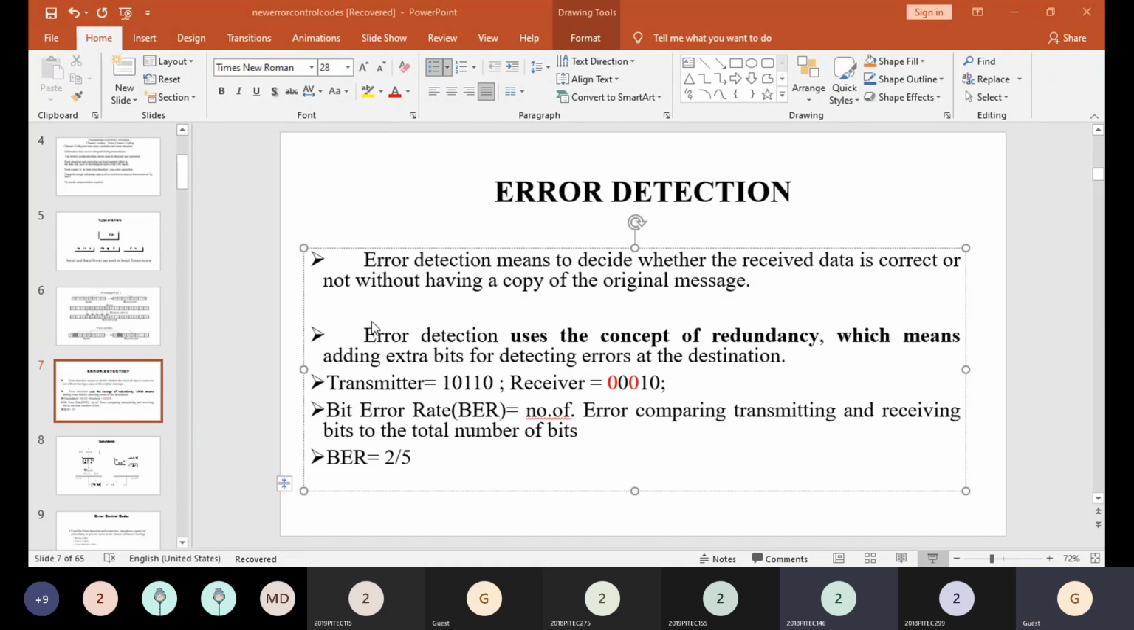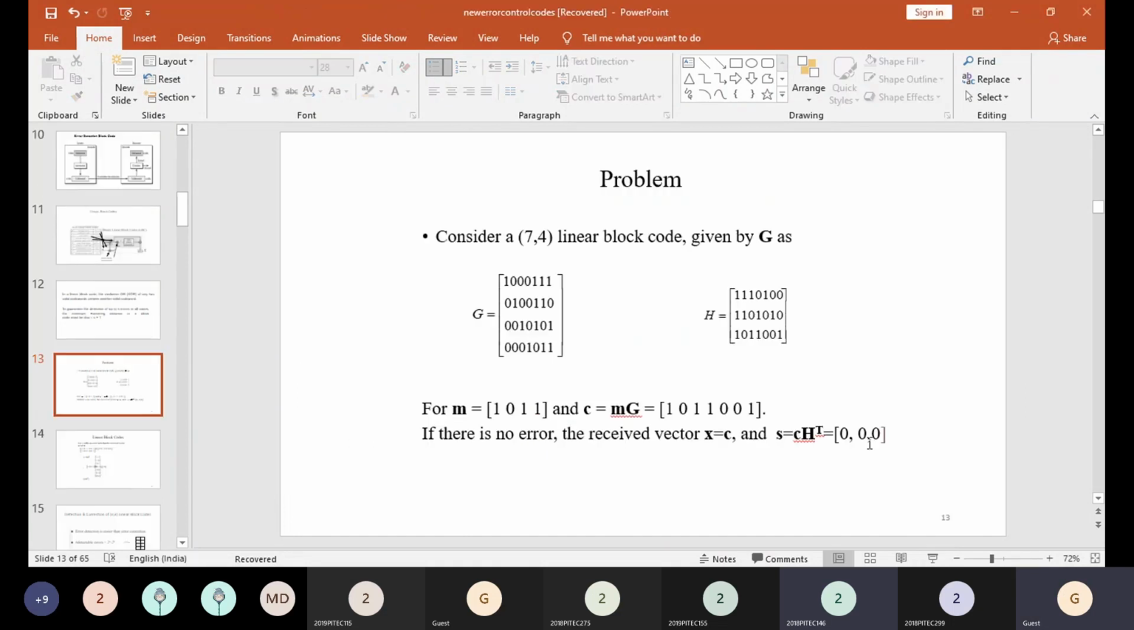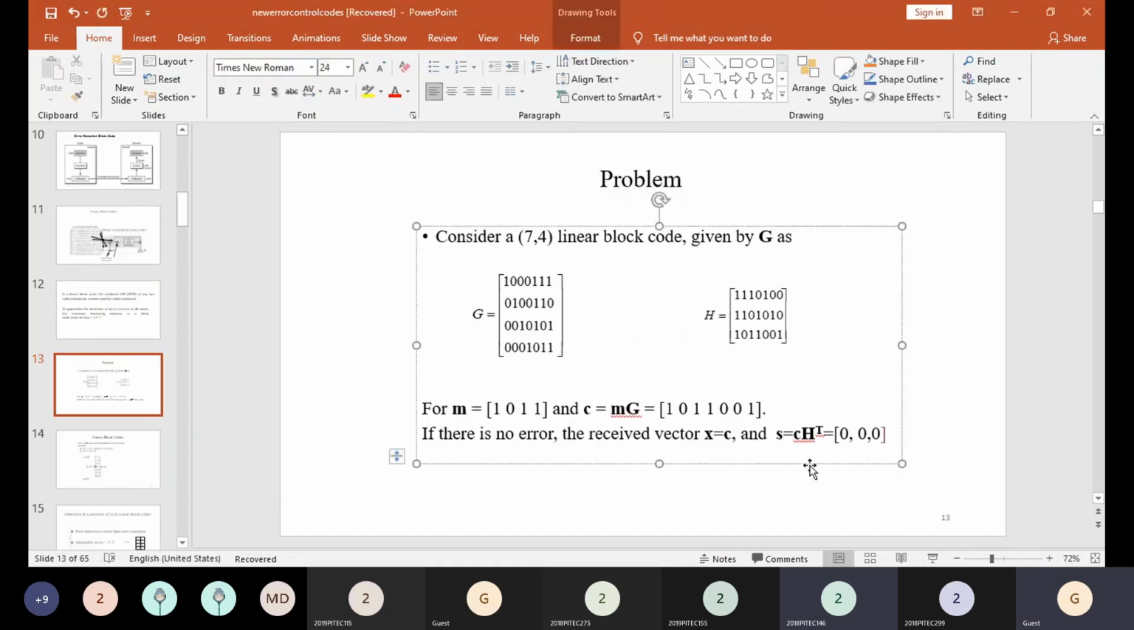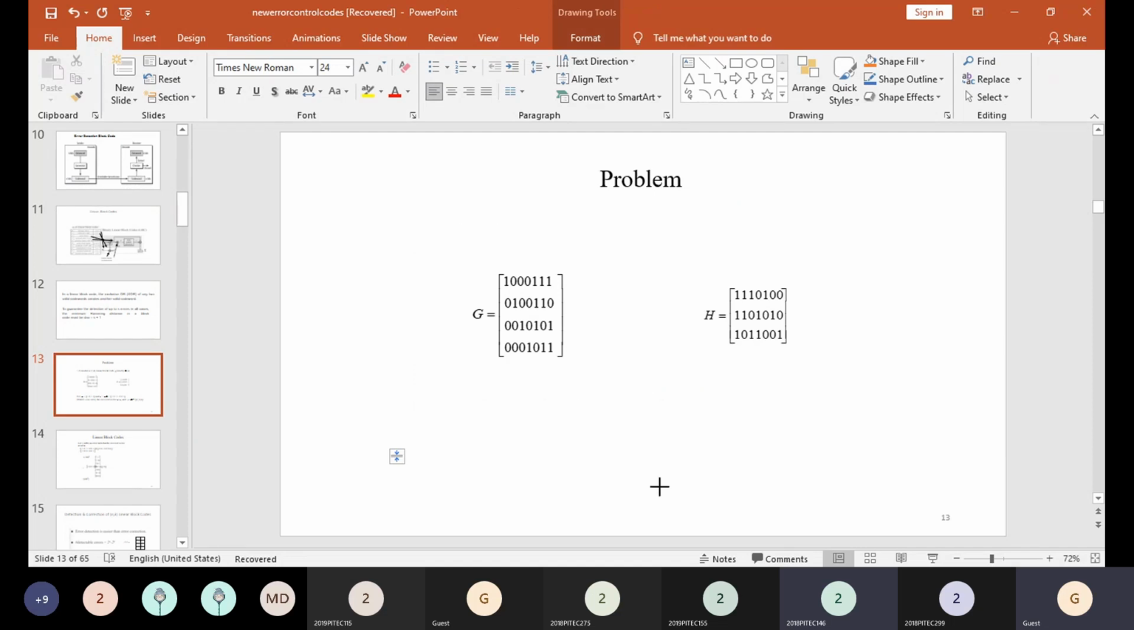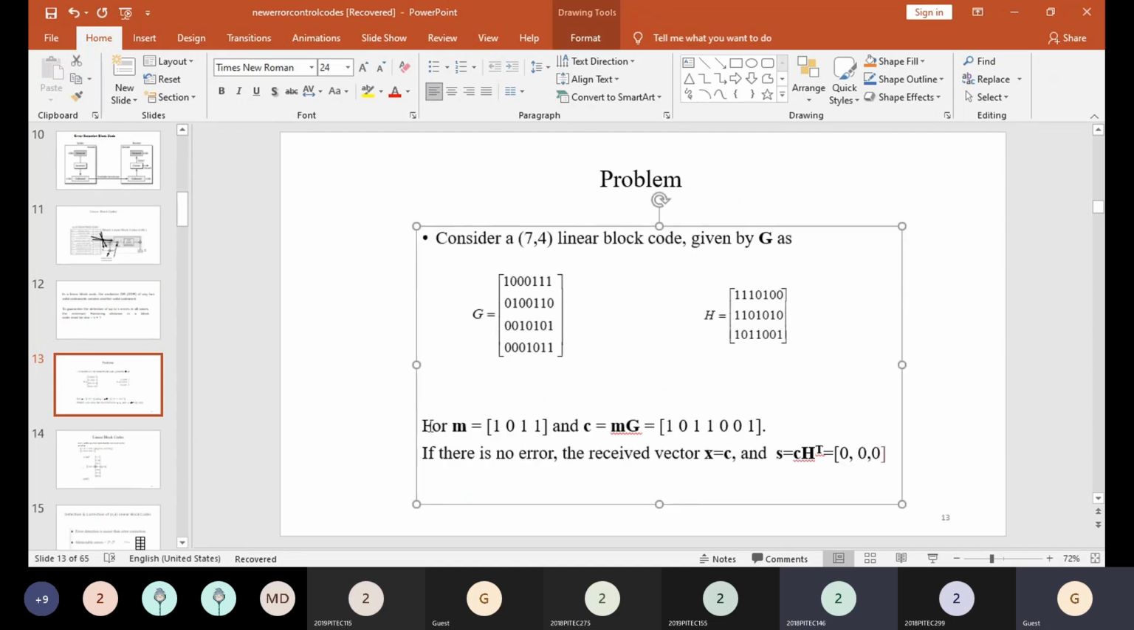N refers to the number of output bits. For instance, if it is a 7 comma 4 code, this is actually an n comma k code.